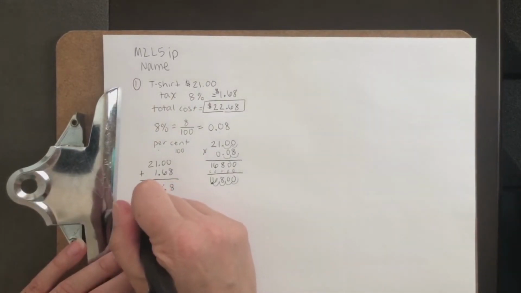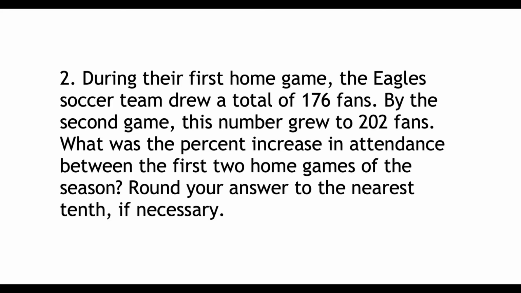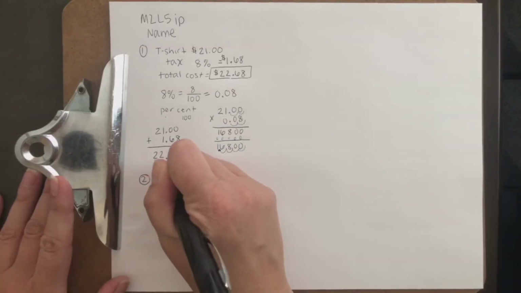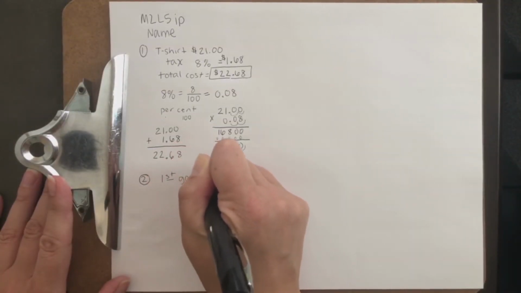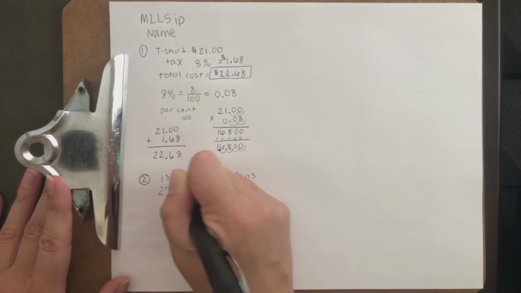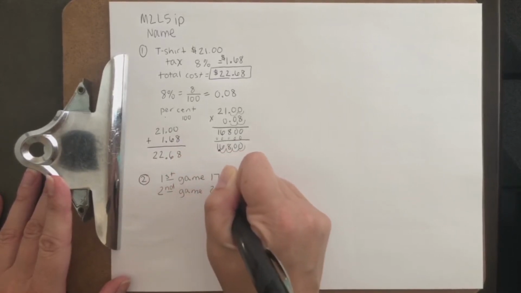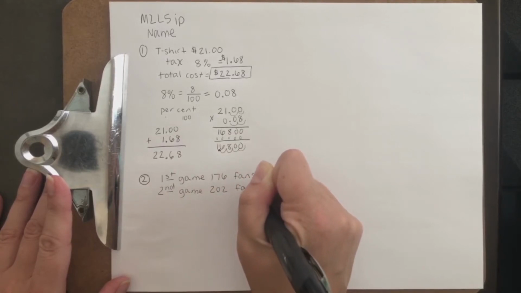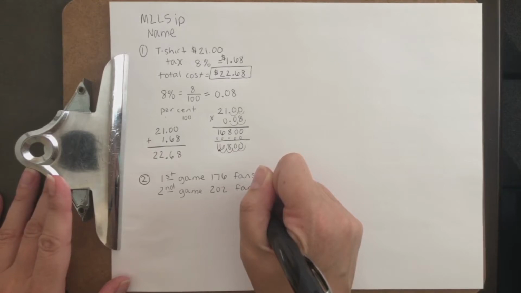All right, number 2. During their first home game, the Eagles soccer team drew a total of 176 fans. By the second game, this number grew to 202 fans. What was the percent increase in attendance between the first 2 home games of the season? Round your answer to the nearest tenth if necessary. First game had 176 fans. Second game, 202 fans. Percent increase in attendance between the first 2 home games.